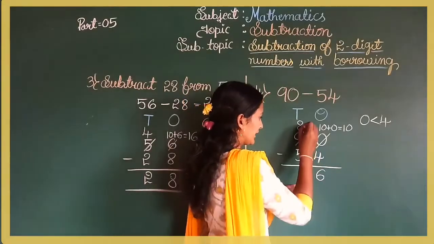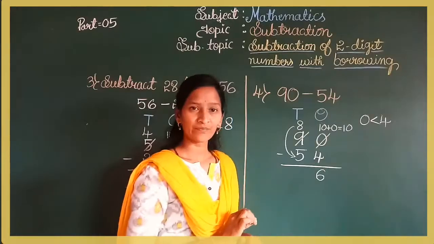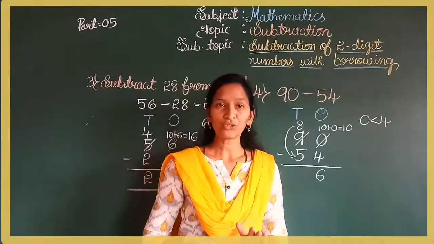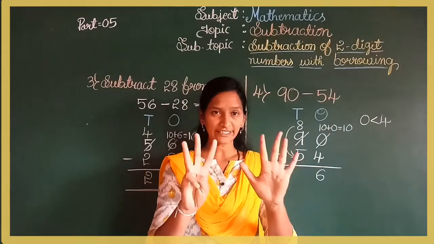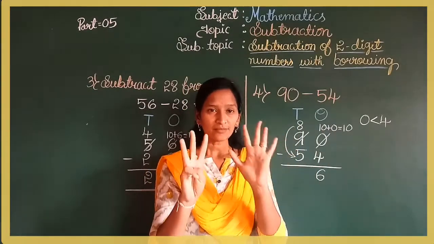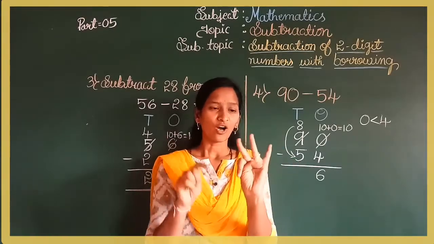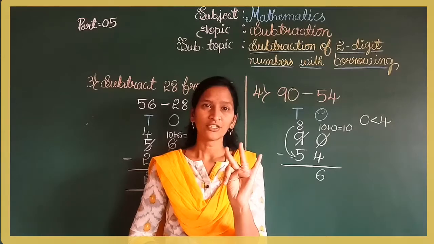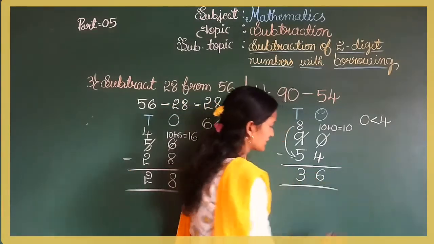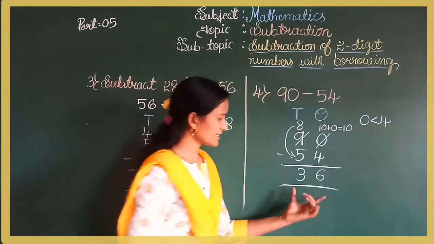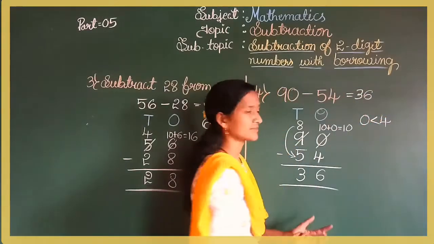So now 8 minus 5. Yes, what is 8 minus 5? From that number 8, you have to subtract 5. Yes, look here. This is 8, right? From that, I am subtracting 5. 1, 2, 3, 4, 5. How many fingers are left here? Total 3. So write here 3. Yes, children, what is our difference? It is 36. So write here 36.